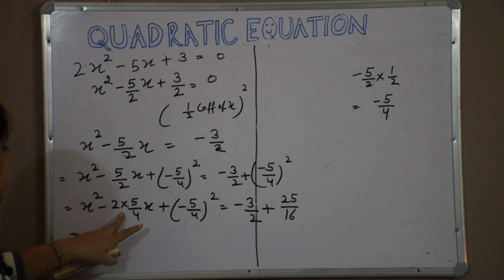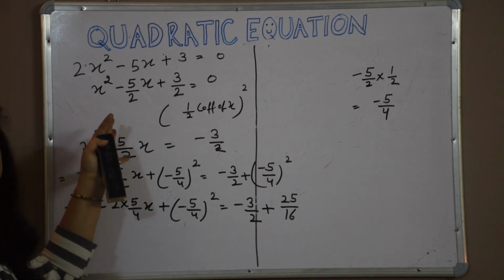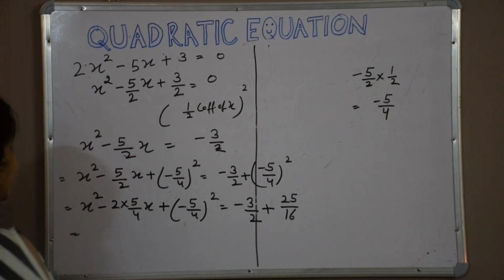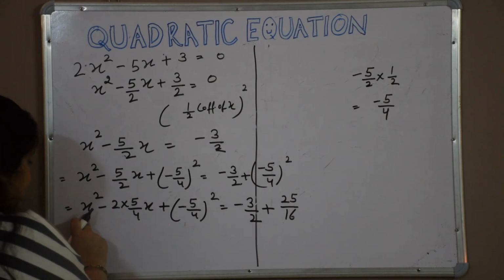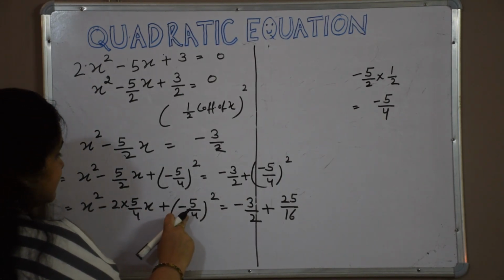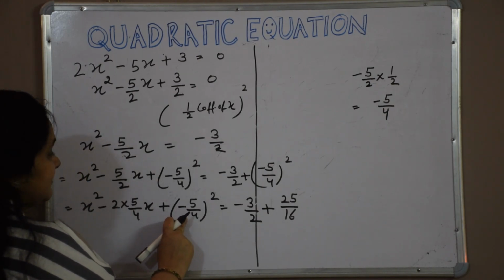Why did we write it like this? Because we want to make a complete square. The name of the method is also completing the square, so we have to complete our square, and for this we need a square. This is our x square, this is our y square, and what is our y?